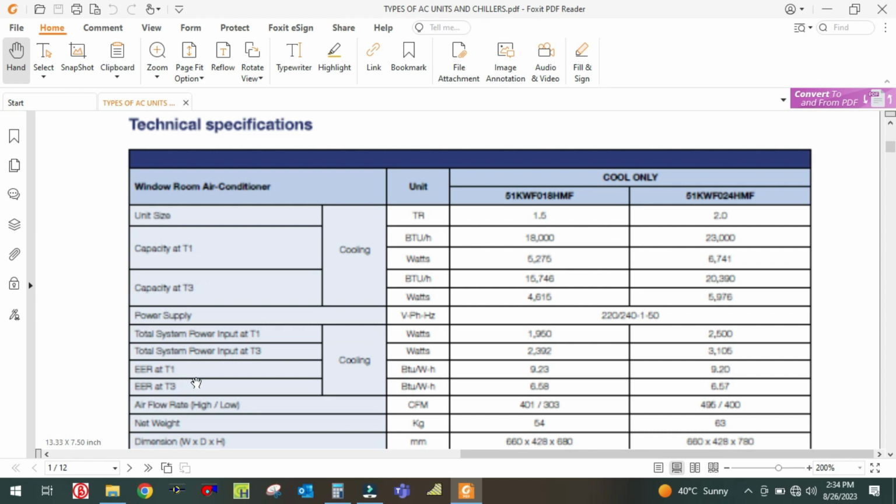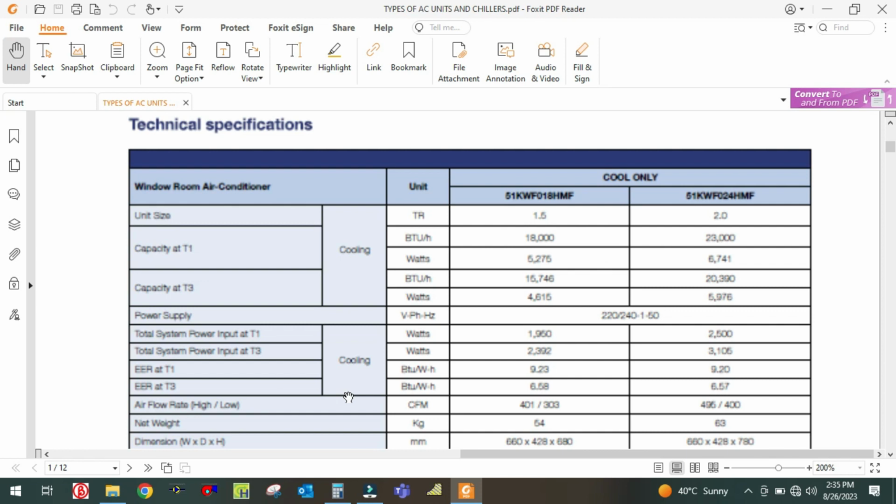That is nothing but the star rating. So as the number of stars increases, the EER will increase, and if the star rating decreases, the EER will also decrease. A higher EER is good, and it means more efficient. Energy efficient means it will take less power. So whenever you want to purchase an AC, you will look for the EER, the energy efficiency ratio, and the number of stars.